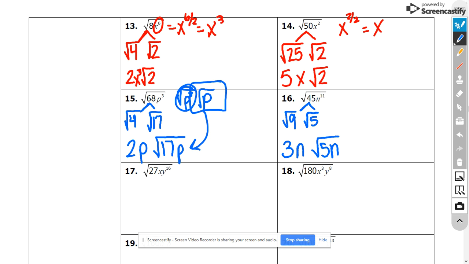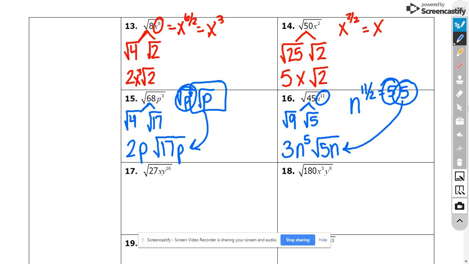Whenever you have a remainder, it always goes on the inside. So some people like to see this as n to the 11 over 2, which is 5.5. So 5 n's have to go on the outside here, and then I have a half, which goes on the inside.